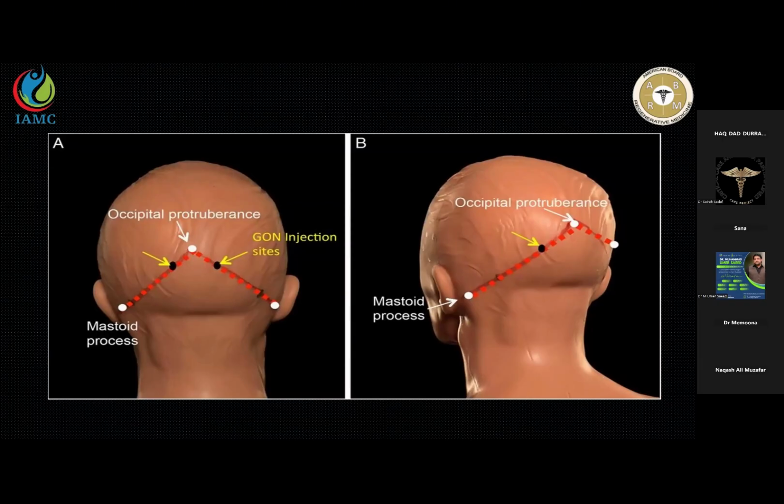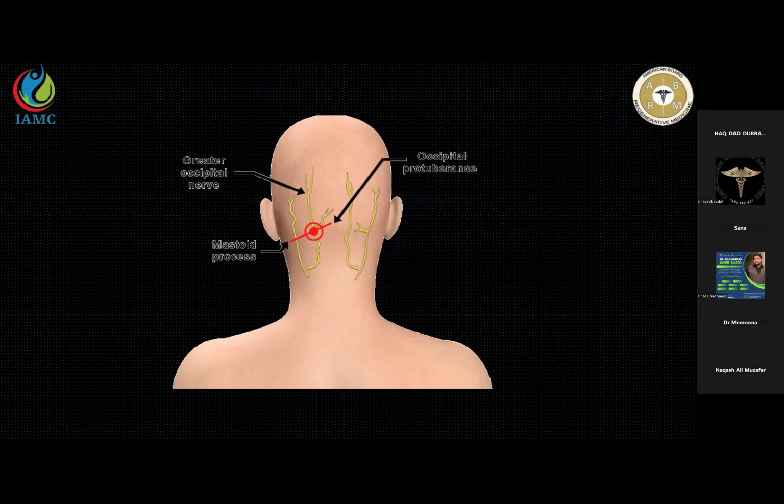So this is one of the slides. When you give the occipital nerve block, the block will affect the area in this way, the red shade. It will cover an area like this. The numbness of the block will be in this area.